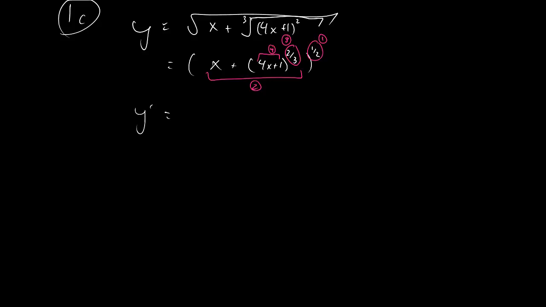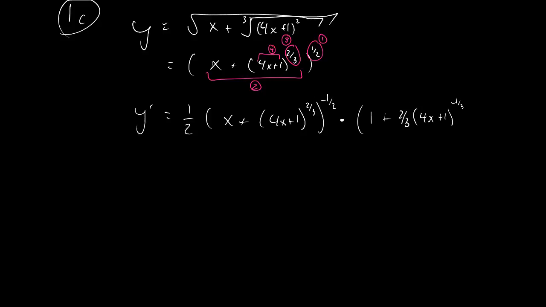So let's start. I always start from outside in. So I start with my 1/2 times (x plus (4x plus 1) to the 2/3) all to the negative 1/2. That's my first step. And then I multiply by the derivative of number 2. Derivative number 2 is going to be 1 plus, now this is where the third and fourth parts come in, because I'm going to have 2/3 times (4x plus 1) to the negative 1/3.